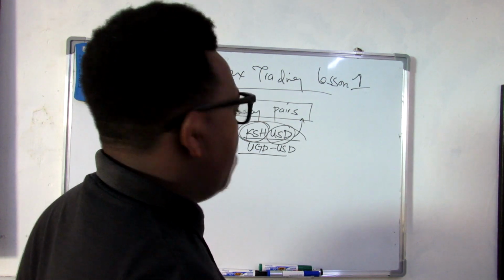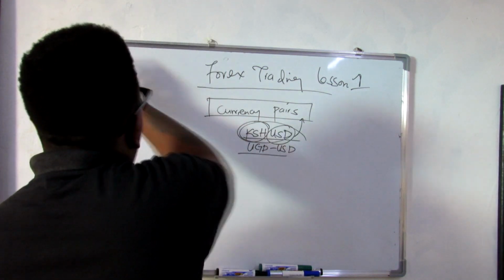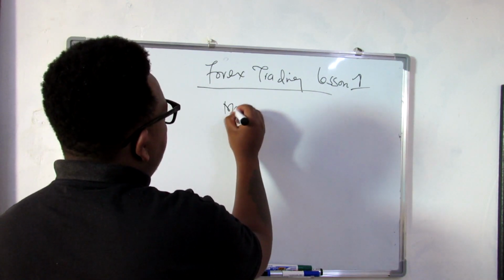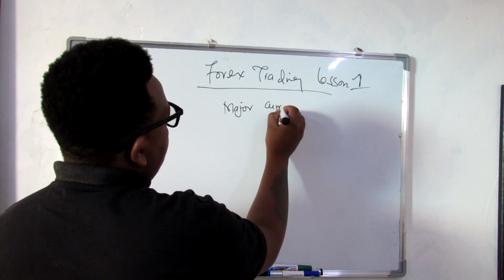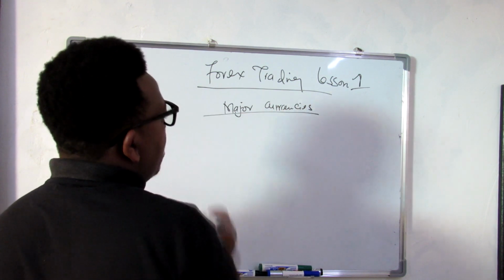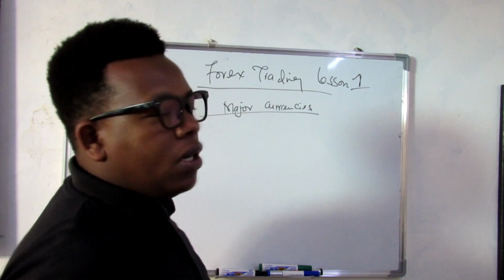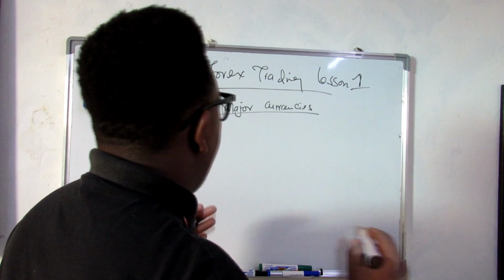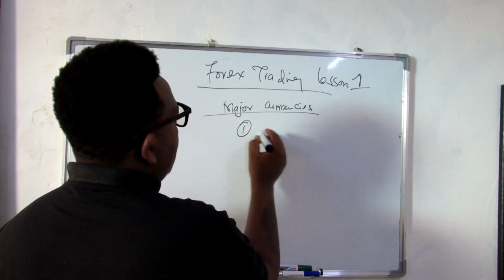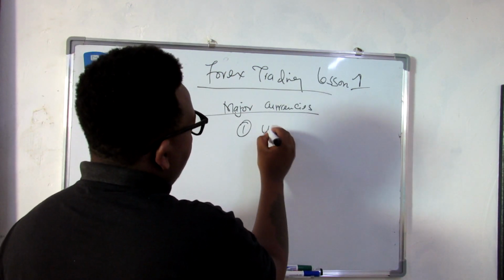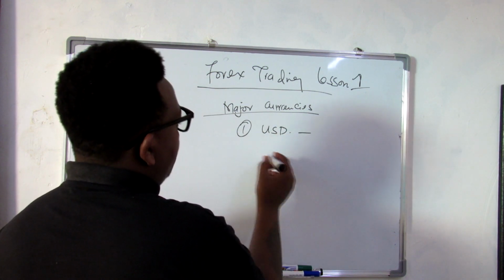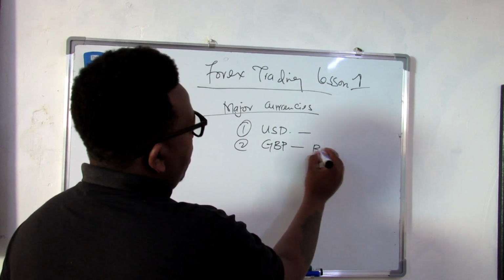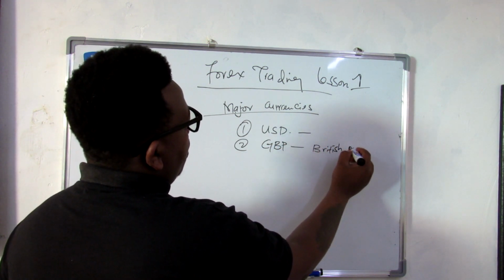So let's look into some of the major currencies that are important for us to understand. I'll have a breakdown of around 6 of them, but the list is of course longer than 6. But for today, let's start with the major currencies. We have USD, of course the most popular, the United States dollar. Then we have the GBP, which goes by the name the British pound.